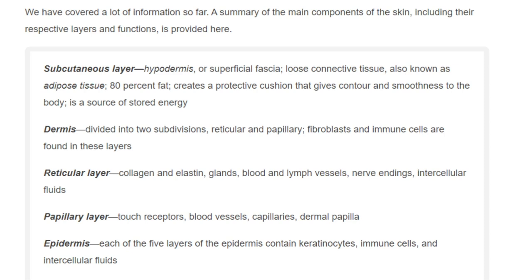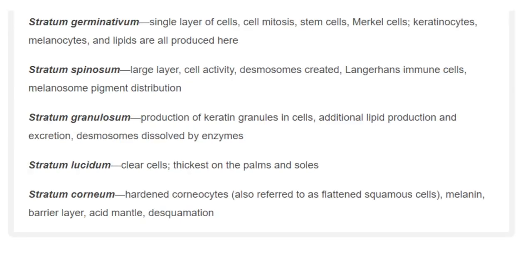Epidermis. Each of the 5 layers of the epidermis contains keratinocytes, immune cells, and intercellular fluids. Stratum germinativum: single layer of cells, cell mitosis, stem cells, Merkel cells, keratinocytes, melanocytes, and lipids are all produced here. Stratum spinosum: large layer, cell activity, desmosomes created, Langerhans immune cells, melanosome pigment distribution.